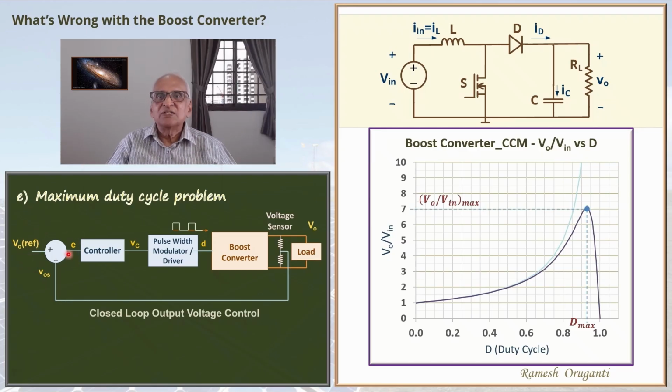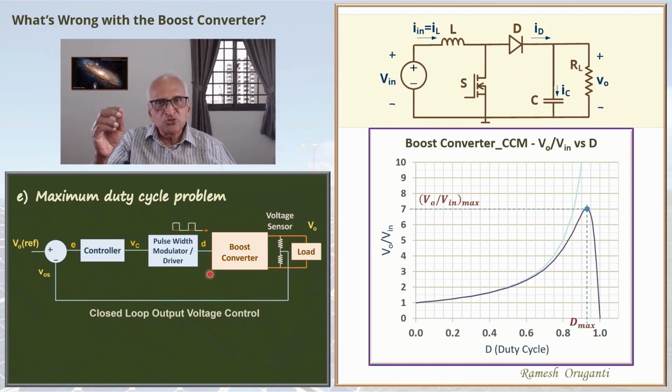The controller generates a control voltage VC, or a control signal VC, depending on the error. And the pulse width modulator produces a duty cycle pulse D, which will usually be proportional to VC. And that duty cycle is applied to the boost converter. Of course, the boost converter takes in the input voltage Vin.